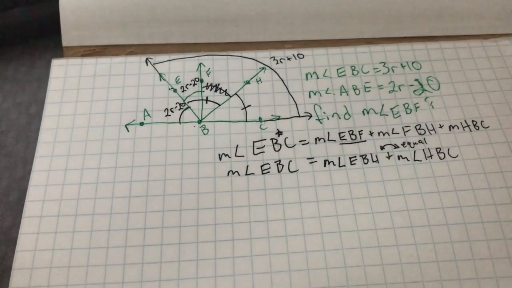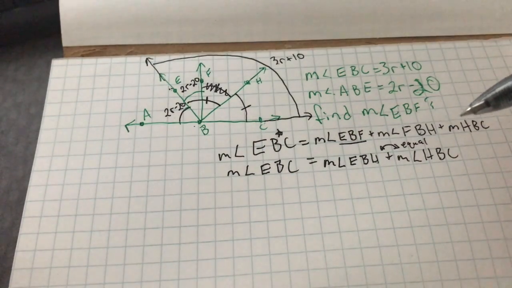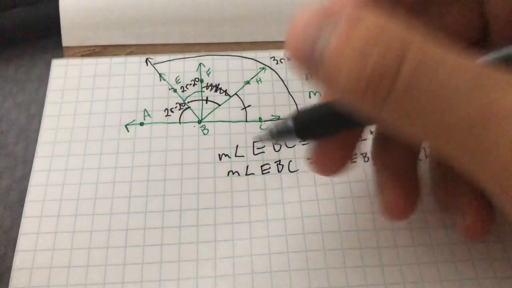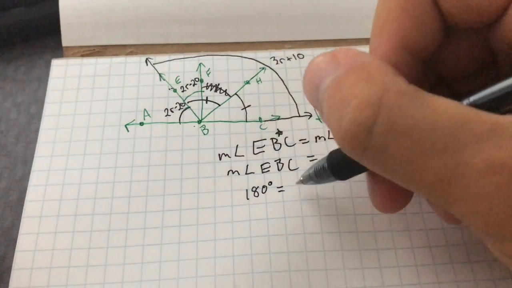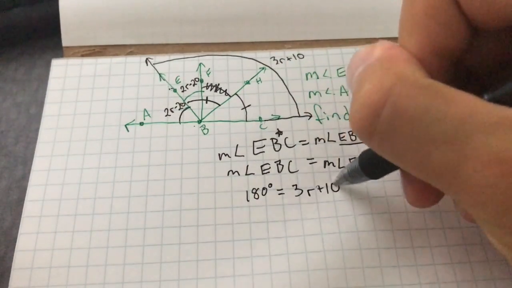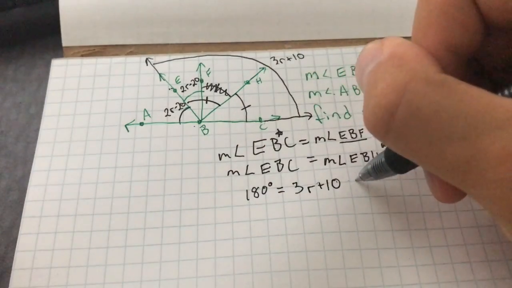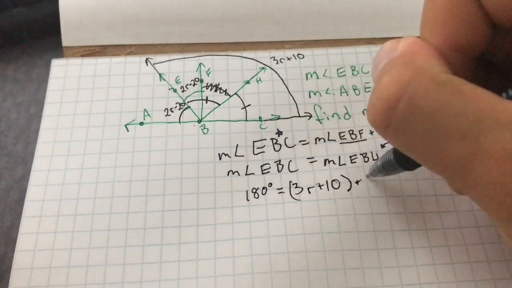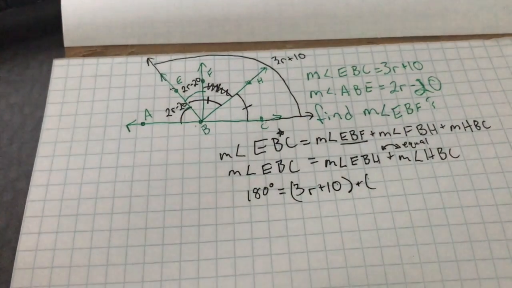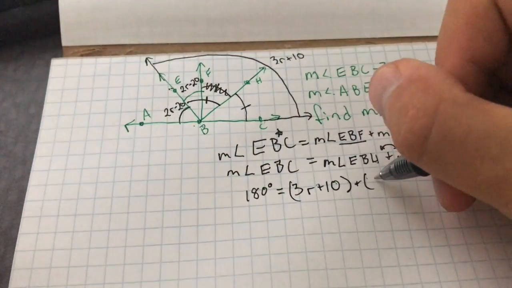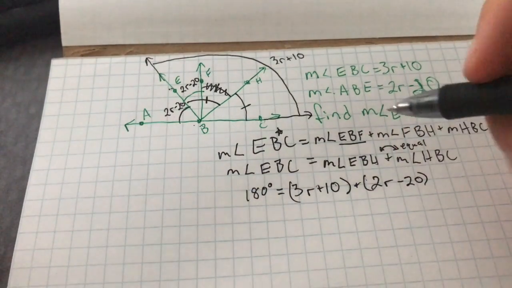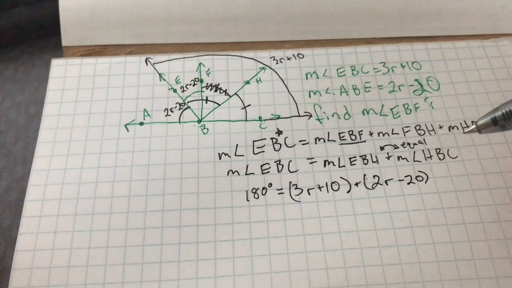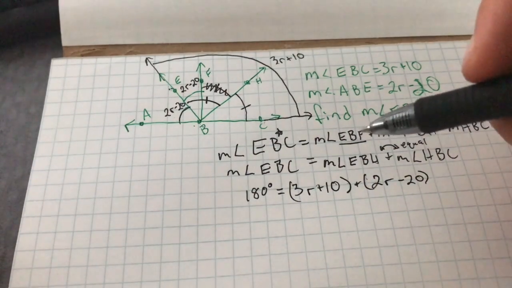So I'm just going to assume that they're saying I can use the fact that it's all 180 degrees, that it's correct. So I'm going to say 180 degrees is equal to 3r plus 10 plus 2r minus 20. All right, now I can solve for r, at least in terms of degrees.